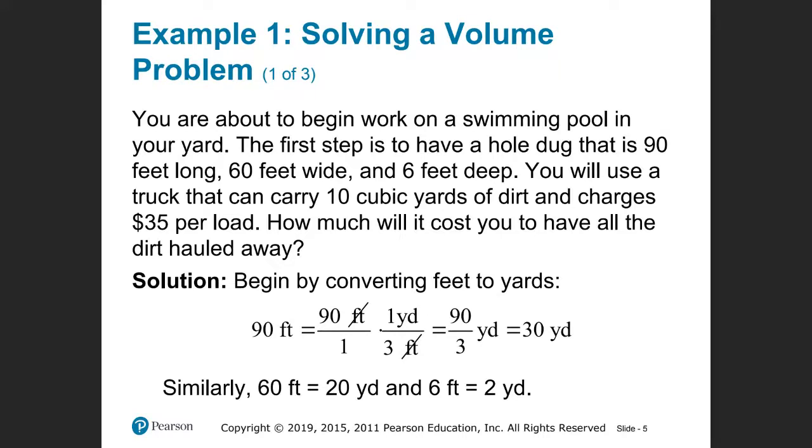Well, in these problems, always look at the units of measure and make sure they're the same. If they aren't, then you need to convert one measure to the other measure. So for this solution, we're going to convert feet to yards. 90 feet is equal to 30 yards because there's 3 feet in a yard. 60 feet is equal to 20 yards, and 6 feet is equal to 2 yards. All of this is obtained by dividing by 3.